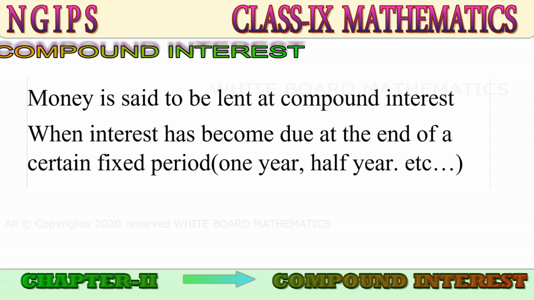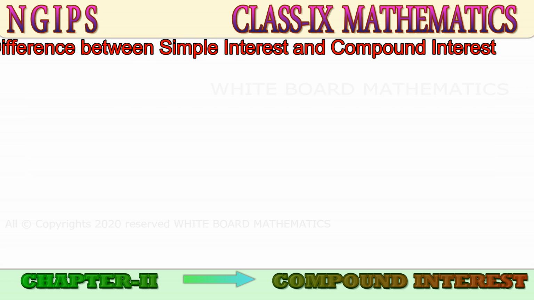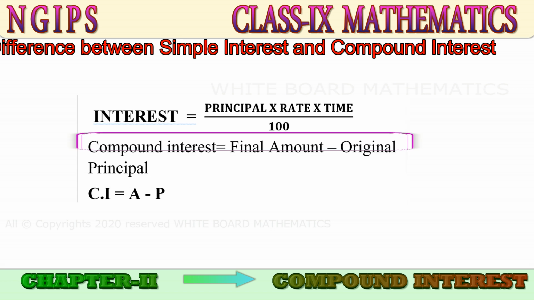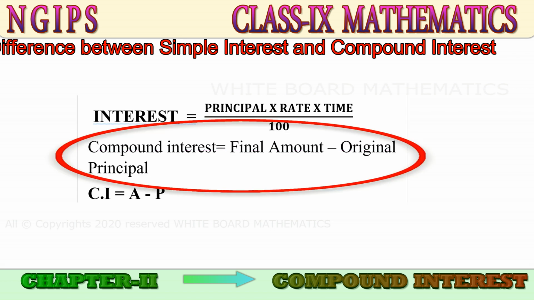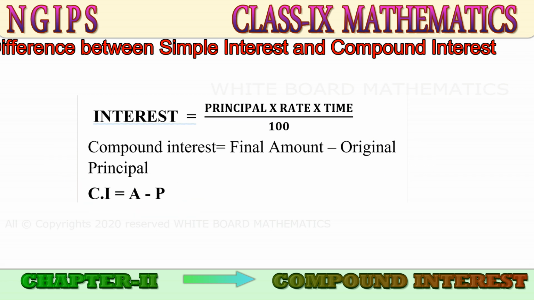Now guys, I am going to explain the difference between simple interest and compound interest. The difference between the final amount and the original principal is the required compound interest. So the compound interest formula is equal to final amount minus the original principal. Compound interest is equal to A minus P, where A is amount and P is principal.